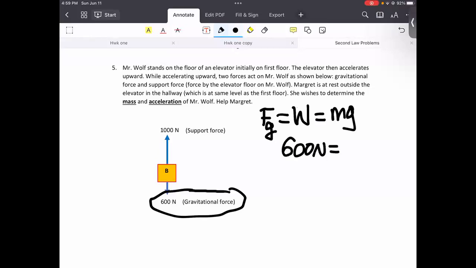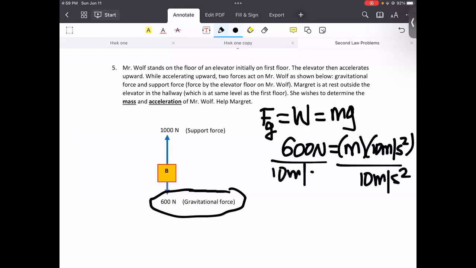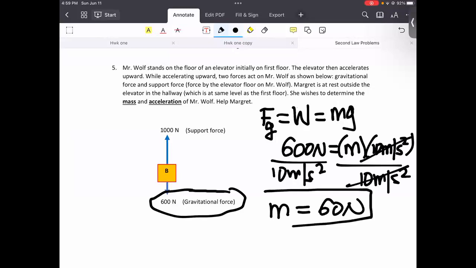That must be equal to the mass of Mr. Wolf times 10 meters per second squared. I'm going to use 10 meters per second squared most of the time because it's convenient for me. Of course, you might find it convenient as well. It's easier to divide or multiply using a 10. All right, so I will need the mass. Obviously here you can go ahead and divide by 10 meters per second squared on both sides. This and this cancel out. Then quickly, your mass will be 60 kilograms. So that's the mass of Mr. Wolf. All right, we are almost there.